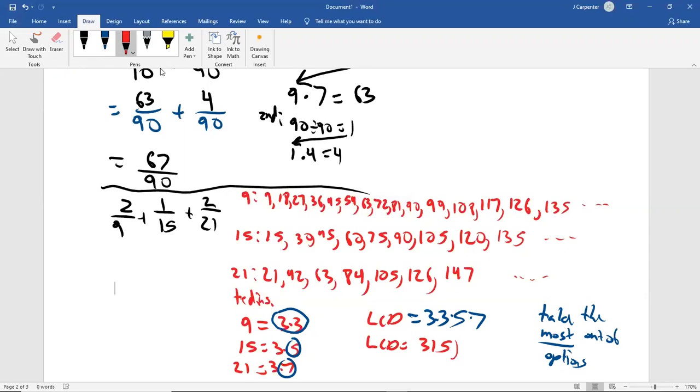So our LCD is 315. And you can see that that was going to take us a very long time to get to. I wasn't even halfway there. So that's something that you could do if you understand both methods. If you think that the multiples, I mean, 9, 15, and 21, these are all small numbers, so maybe I can just list the multiples really and get it done really quickly.